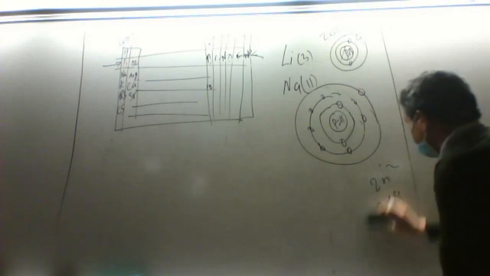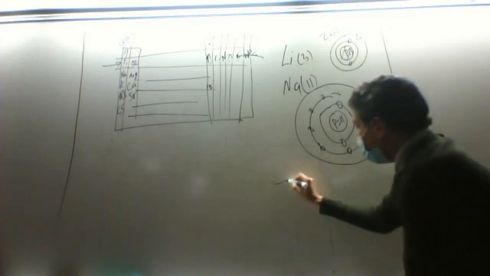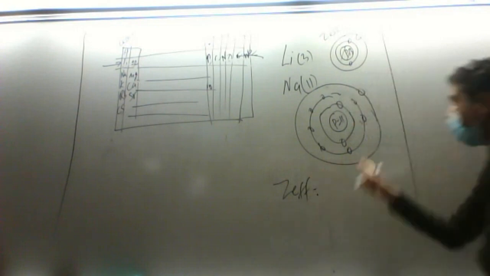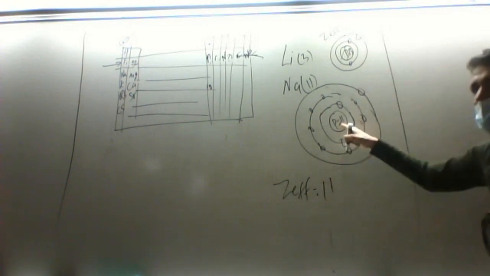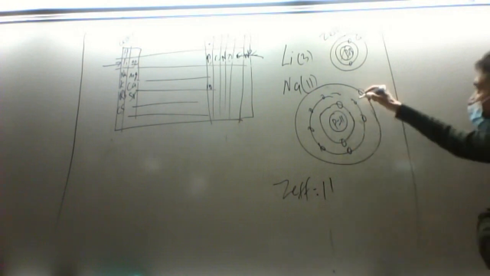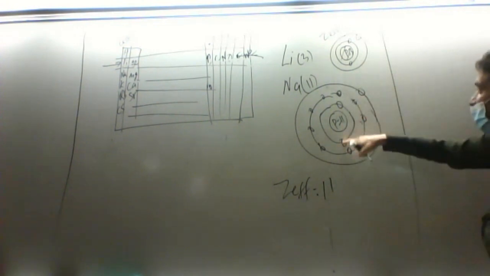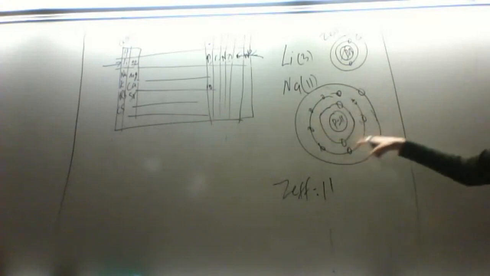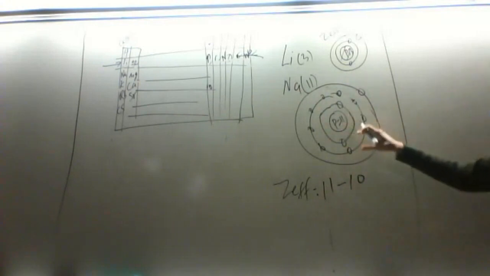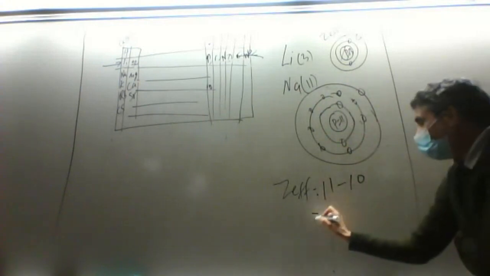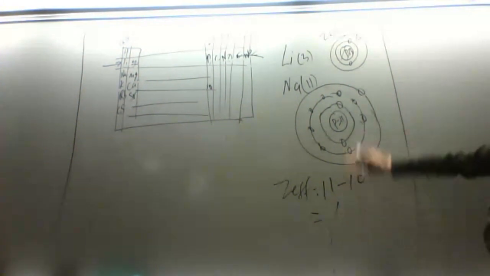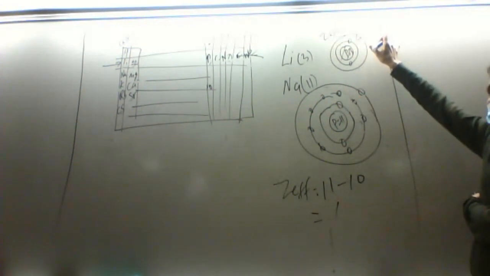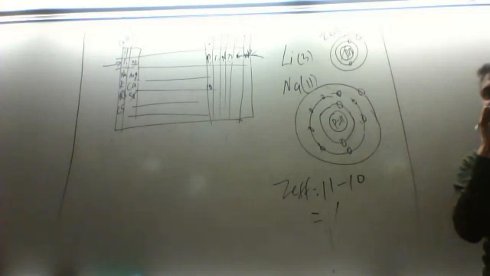Now I'm going to calculate the effective nuclear charge, Zeff, here. Z effective nuclear charge is how much here? So I have 11 positive charge here. This force is diluted by 1, 2, 3, 4, 5, 6, 7, 8, 9, 10 electrons of the inner orbits, right? Now this is also 1. So the effective nuclear charge experienced by this electron is also 1, right? And this is also 1, right? So effective nuclear charge alone cannot explain this phenomenon.